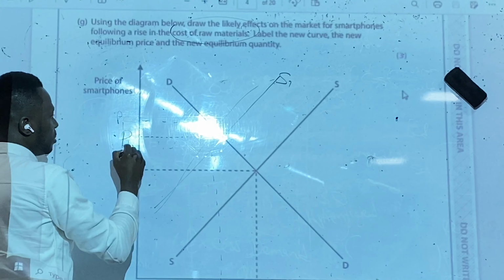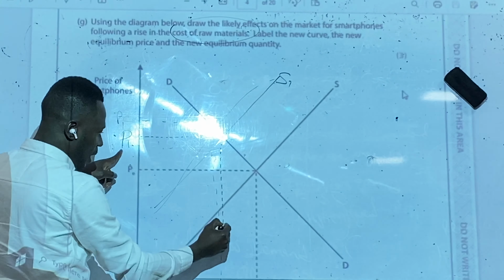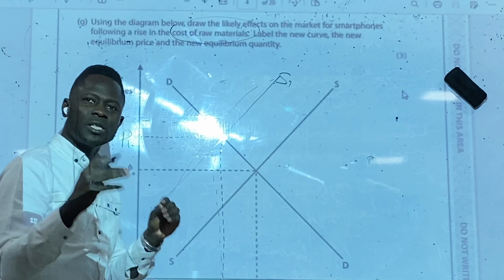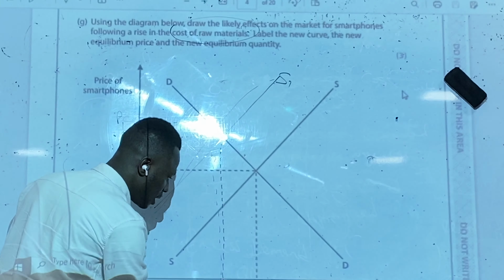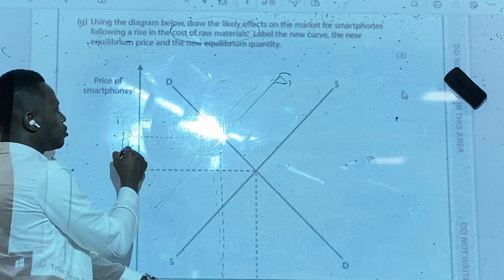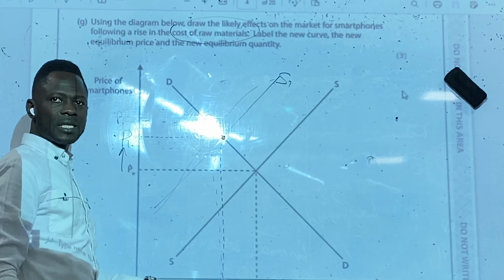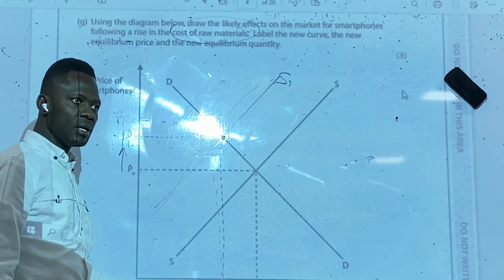Which is P1, at quantity Q1. So the quantity supplied in the market will contract from QE to Q1. As a result, the price will increase from PE to P1, making us have a new equilibrium right here. Is it clear? Yes.